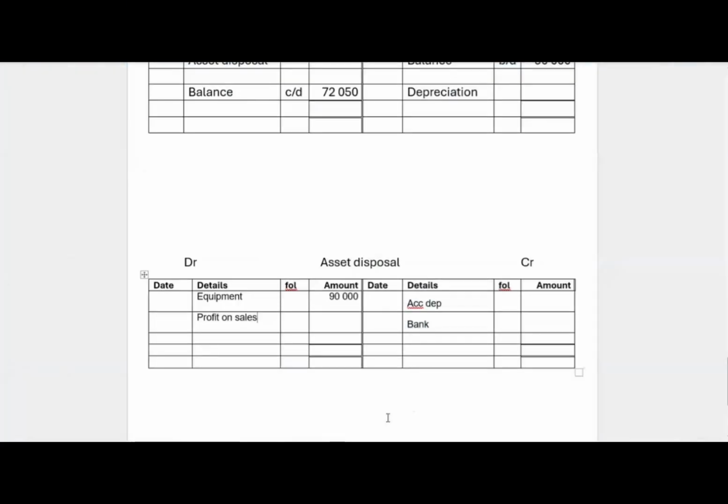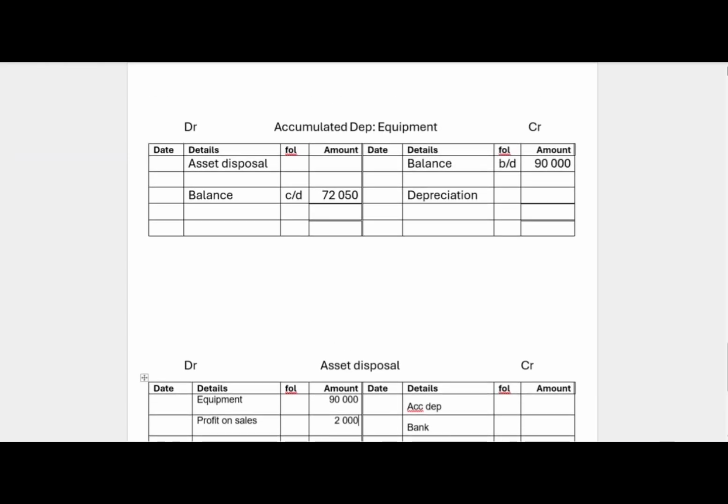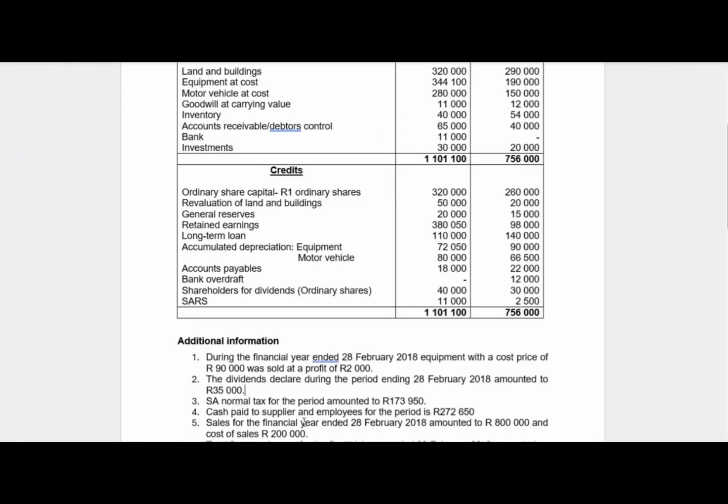So let's see. Okay, so now we only have the cost price of the equipment with the profit on sale that we can record in the asset disposal. And when we go up there in the accumulated depreciation, we only have the opening and the closing. We don't even have depreciation where we can balance and all of that. So what do we do when things are like this? Because when I check the information, let me just go back to the information. Maybe I missed something, or this question is wrong otherwise, but let's see.